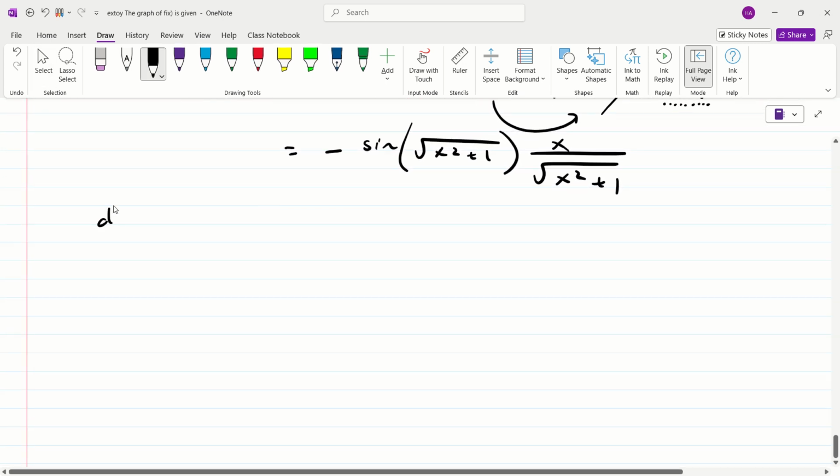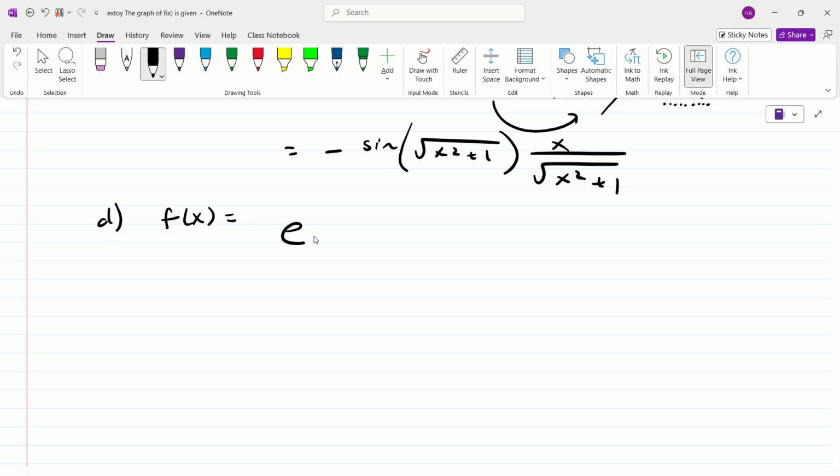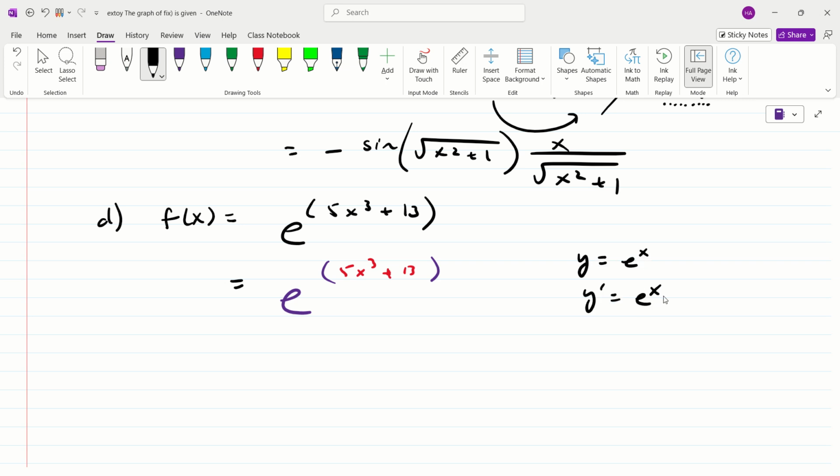And finally, for part D, let's say we're trying to take the derivative of e to the 5x³ + 13. Again, view this as a composition of functions. My outer function is the exponential. My inner function is that polynomial. Consider that you do know the derivative of the exponential. The derivative of e to the x is e to the x, right?